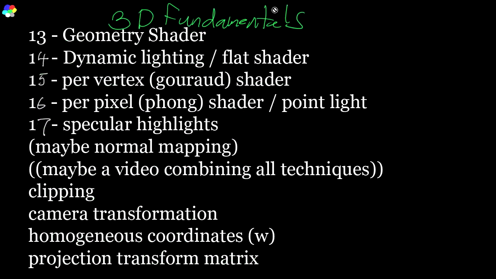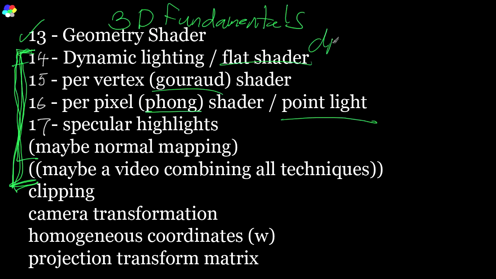So let's look at what 3D fundamentals is at and where we're going, because we're starting to get maybe past the middle point. Geometry shader is going to be coming out over the holidays. Then we've got dynamic lighting. This is going to start the whole lighting sub-arc, I guess. This is all lighting stuff. So dynamic lighting with flat shader. Then we're going to do Gouraud shading, Phong shading, and we're going to learn about point lights. This one is going to be directional up until now, directional light. But we're going to learn also about point lights. Then we're going to do specular highlights.